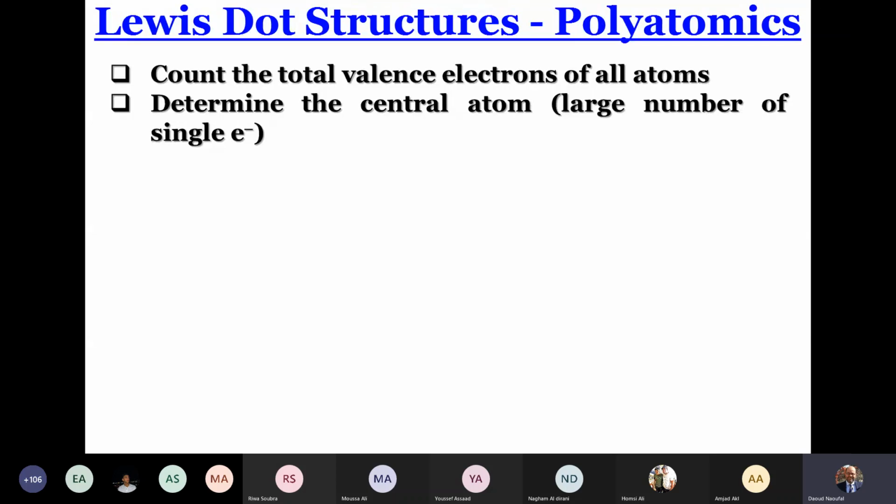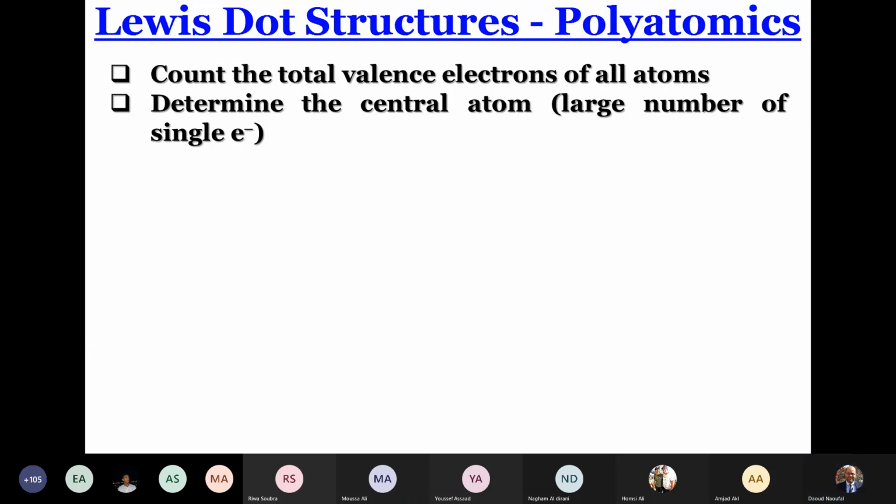Group 1 has 1 valence. Group 2 has 2 valence. Group 3, 3 valence. Group 4, 4 valence. Group 5, 5 valence. Group 6, 6 valence. Group 7, 7 valence. Group 8, 8 valence. So you count the valence of A, the valence of B, the valence of C, then you add, and you obtain the total valence electrons.